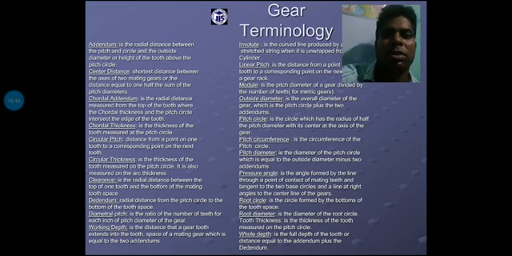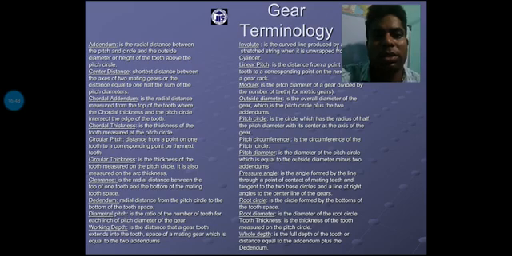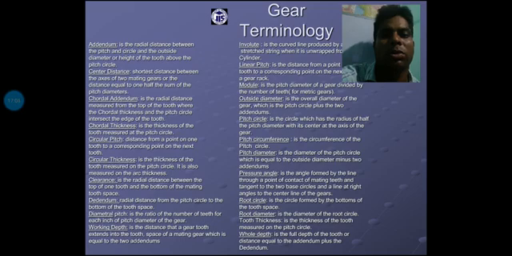Clearance. It is the radial distance between the top of one tooth and the bottom of the mating tooth space. That is known as clearance.